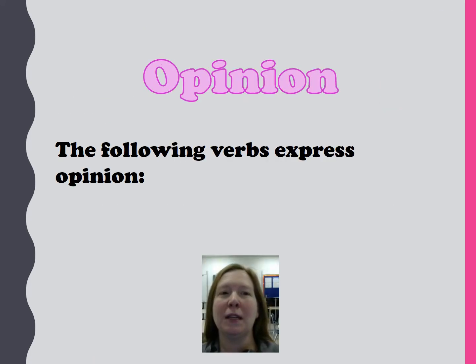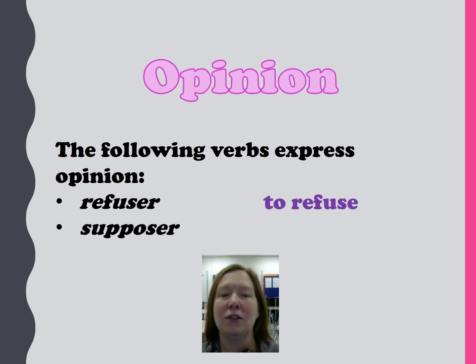The following verbs express opinion. Refuser, to refuse. Supposer, to suppose. There are some others as well, but those are the big ones.